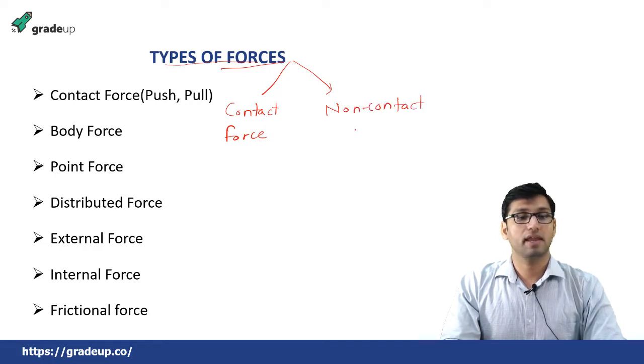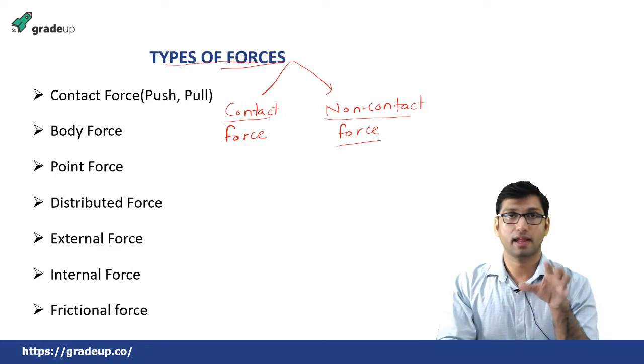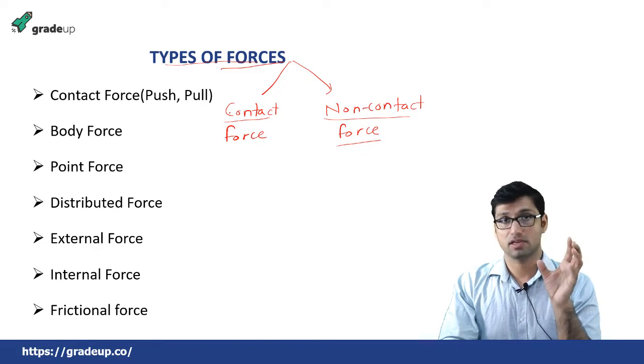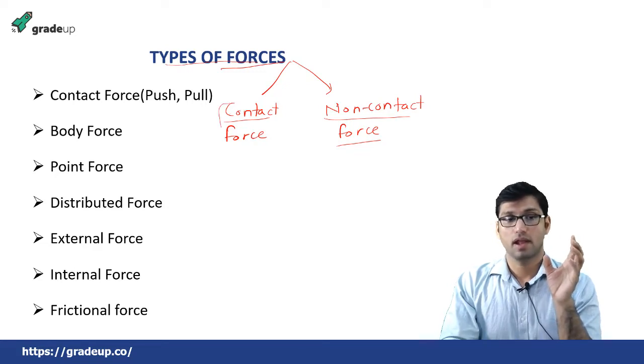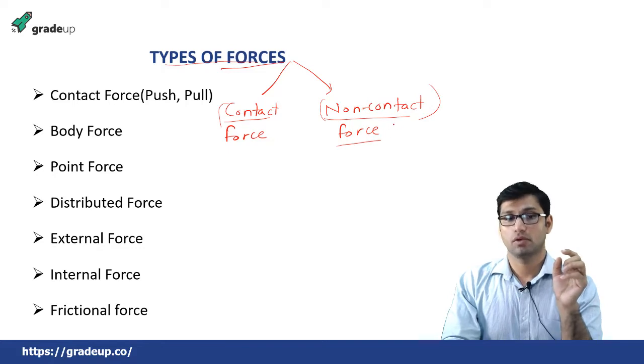Now as the words say, contact and non-contact: if the forces are acting in such a manner that the surfaces on which force acts are in direct contact with each other, then it is called contact force. And the forces which do not require contact with the surface of the body on which the force is acting are called non-contact forces. So an example of non-contact force is gravitational force.